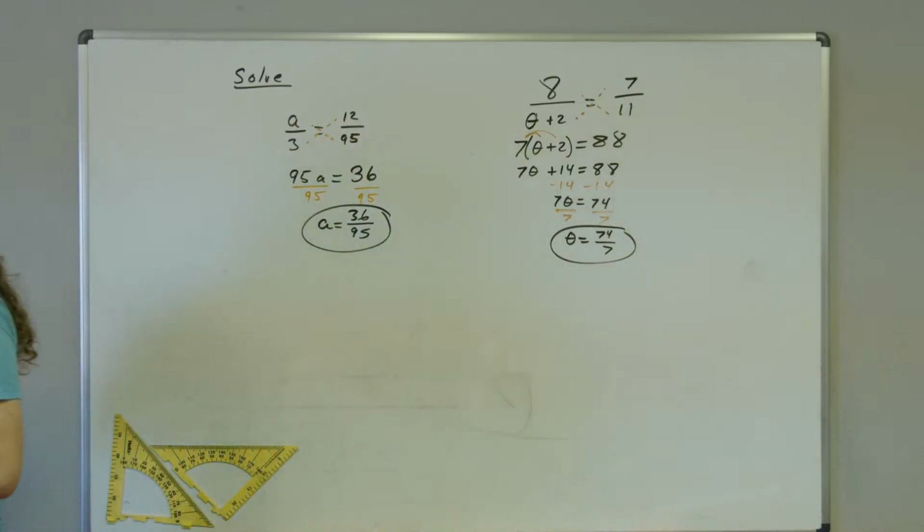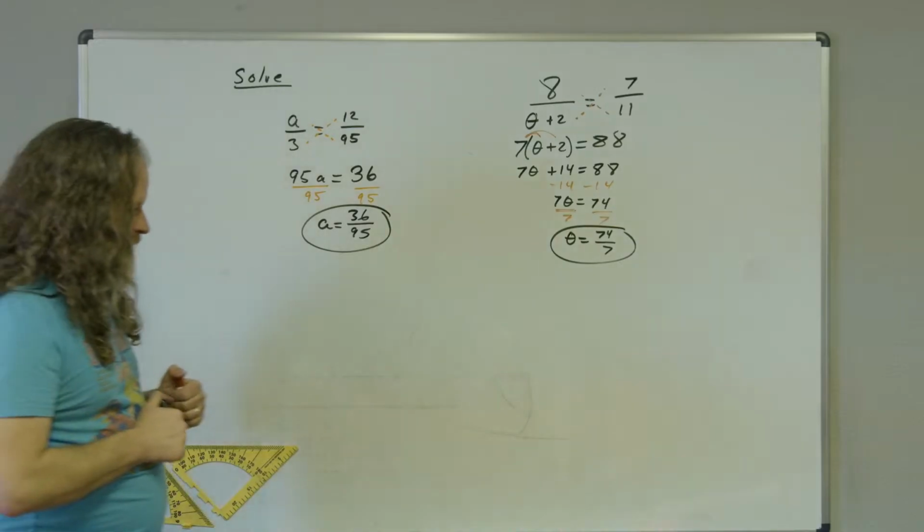What else? You can't distribute it, right? What do you mean distribute it? Do you mean divide or simplify? Yeah, it doesn't reduce. 7 is a prime number. Right. And it doesn't go into 74.